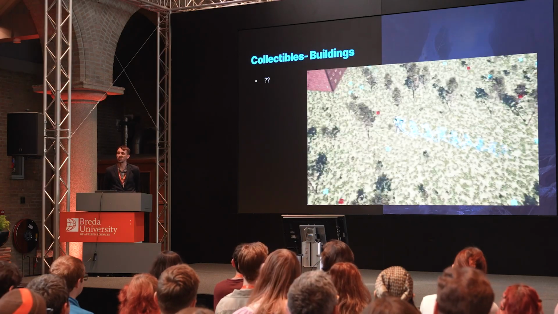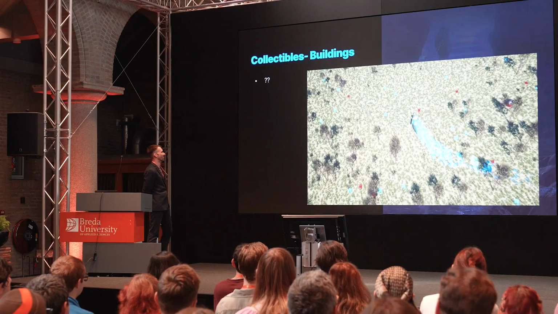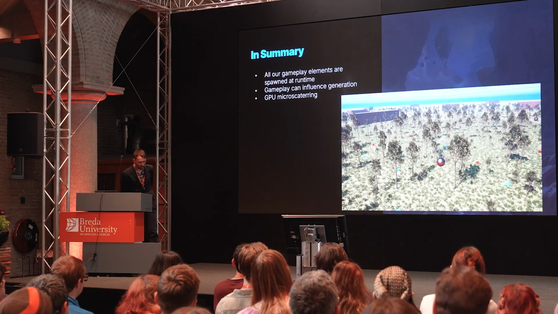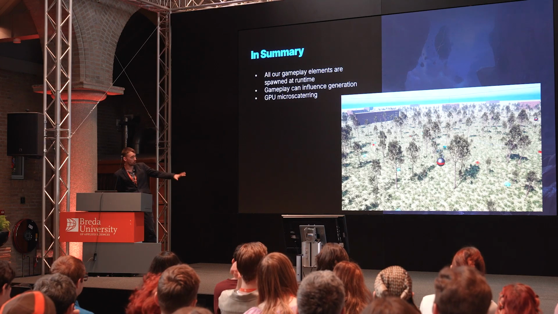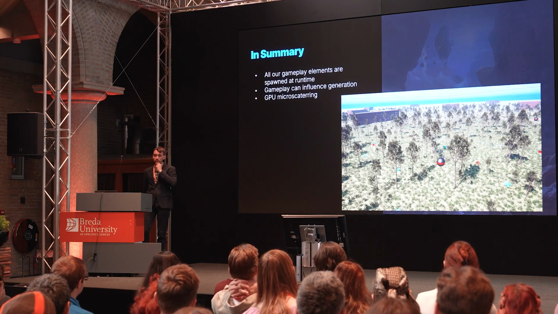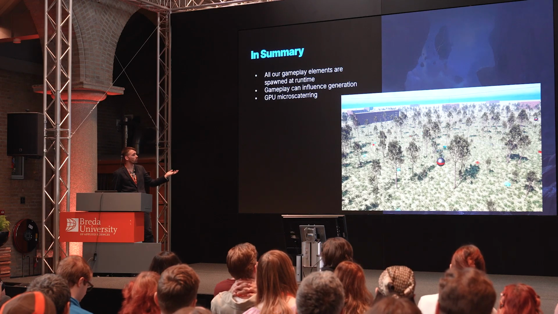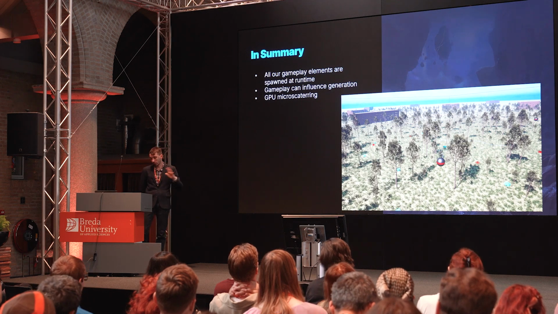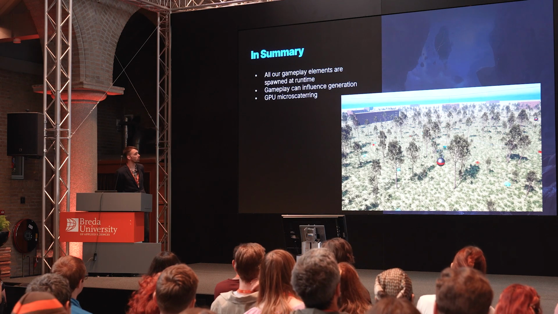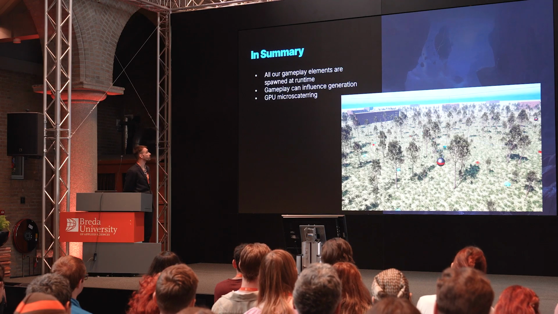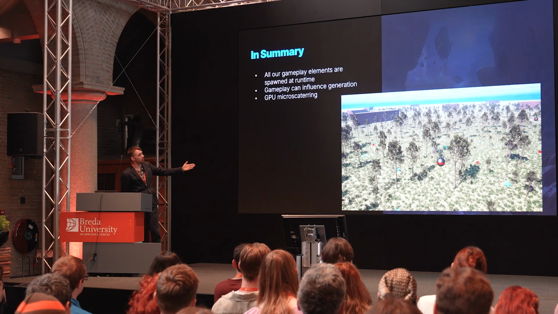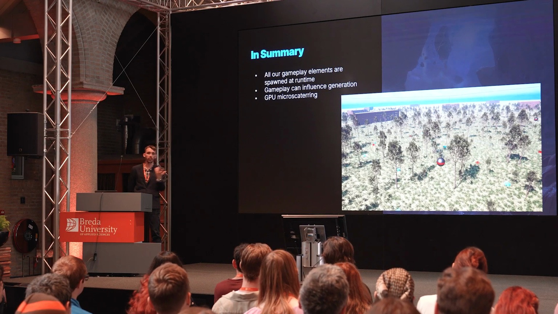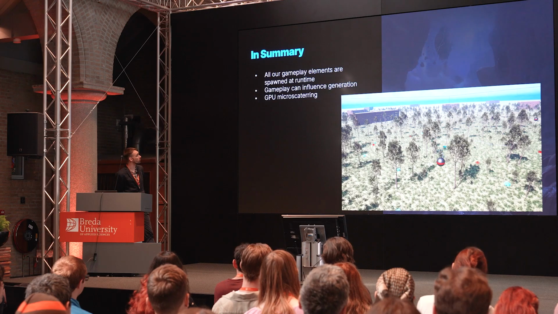You can eat trees, but you can also eat buildings, of course. All right, so in summary, all our gameplay elements are spawned at runtime. We have the ground, we have the grass, we have the trees. We also have gameplay elements with the collectibles, the mines, the buildings, and all the grass was spawned with GPU microscattering, to be as efficient as we can. And of course, the gameplay can influence the generation with the red boxes. When you intersect with them, we have a regeneration and can even change the meshes that are spawned.